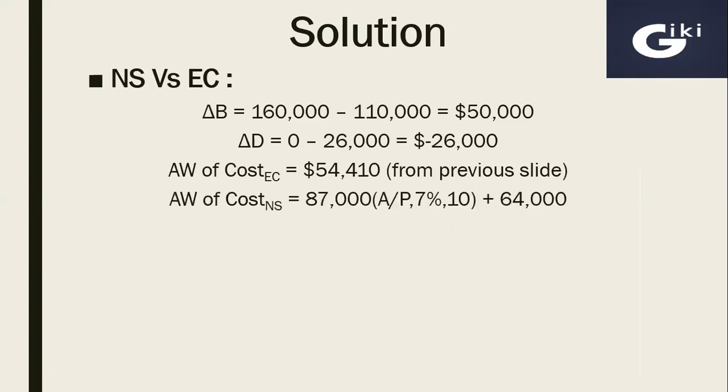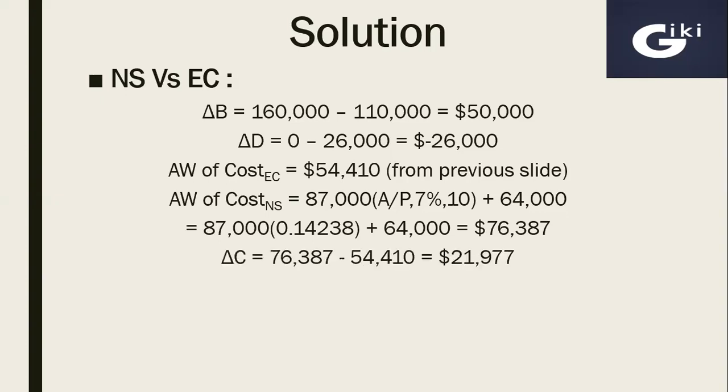And now we have to calculate for extra cameras. We need to convert 87,000 into annual terms by using the A over P factor for 7% and 10 years. And then we have to add annual operating expenditures to it. And the resulting amount will be $76,387. Now we can perform incremental B over C ratio for new sensors and extra cameras.